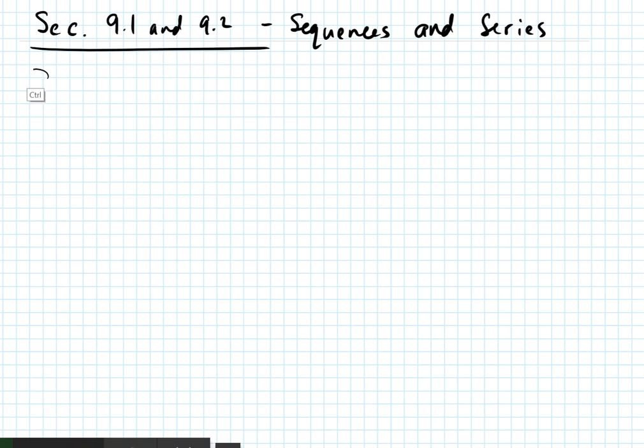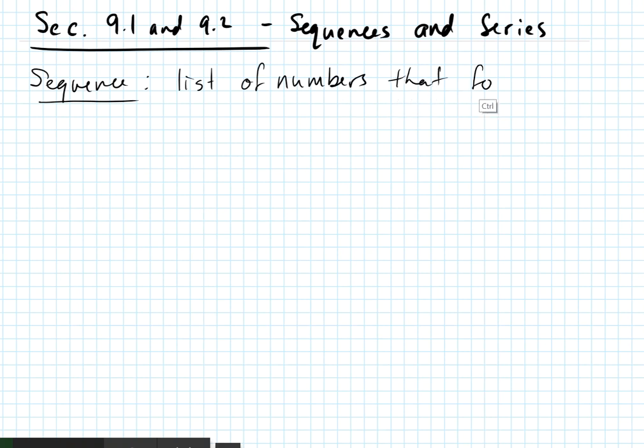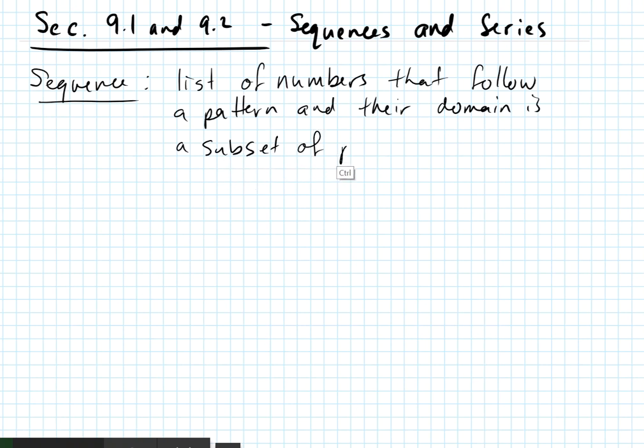When you talk about a sequence, you're talking about a list of numbers that follow a certain pattern, and their domain is a subset of positive integers. Did I say positive numbers or positive integers? It's positive integers.